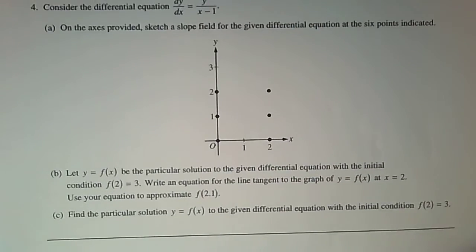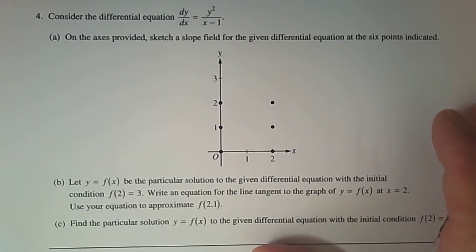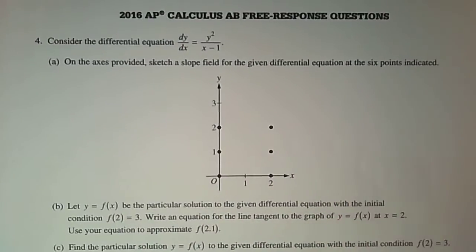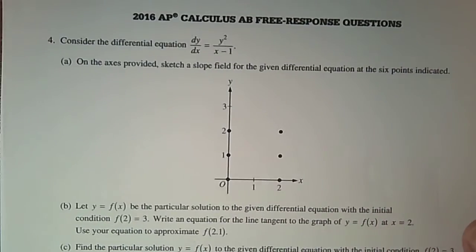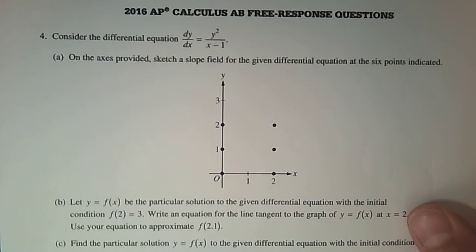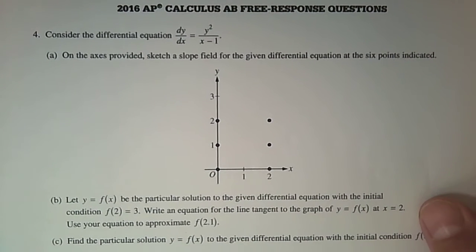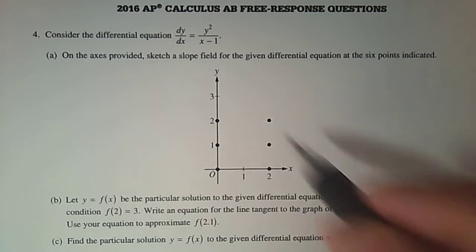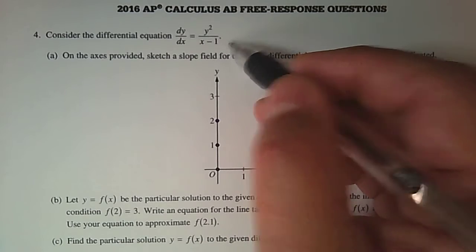Here's question number 4 from the actual 2016 exam to do with a slope field. So consider the differential equation dy/dx equals y squared over x minus 1. On the axes provided, sketch a slope field for the given differential equation at the 6 points indicated. So I got 1, 2, 3, 4, 5, 6. And we're going to use this and just plug in what the values are.